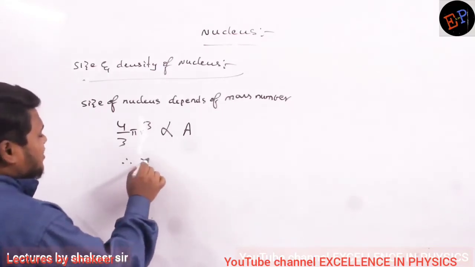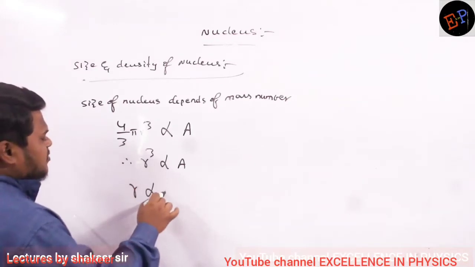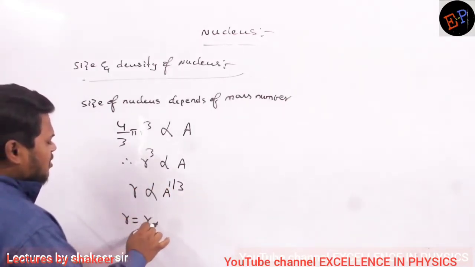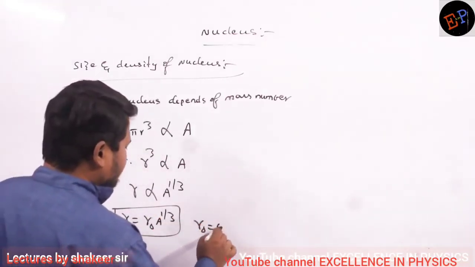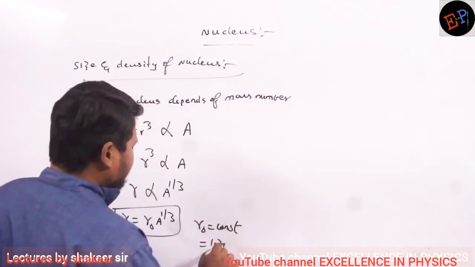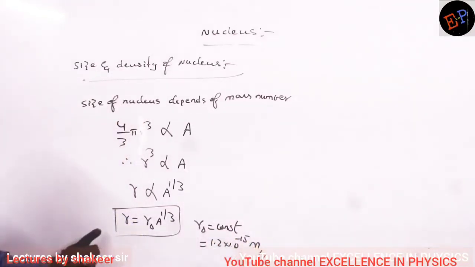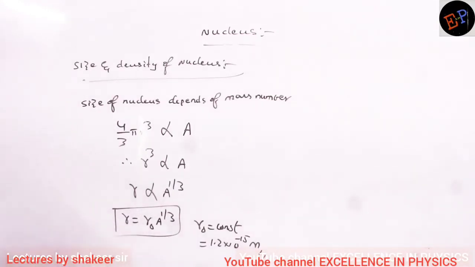Therefore, I can write r cube is directly proportional to A. So r is directly proportional to A power 1 by 3. Or I can write r is equal to r naught A power 1 by 3. This is the relation, where r naught is a constant, and its value is 1.2 into 10 power minus 15 meters. So by using this equation, you can calculate the radius of any nucleus. R means radius here.